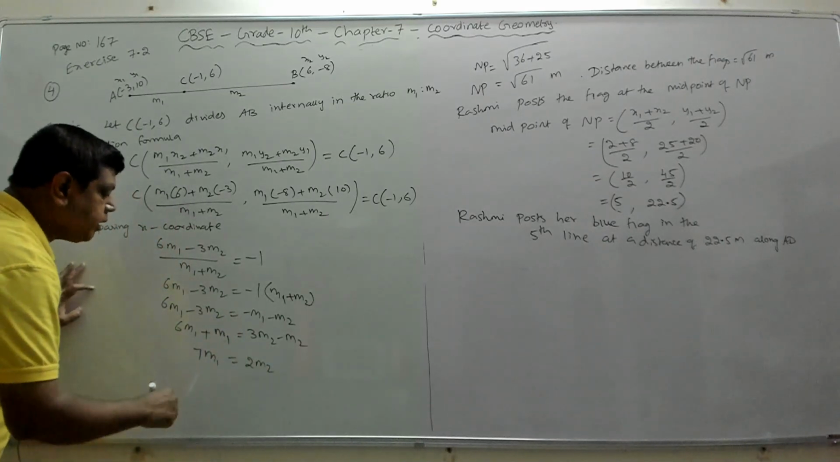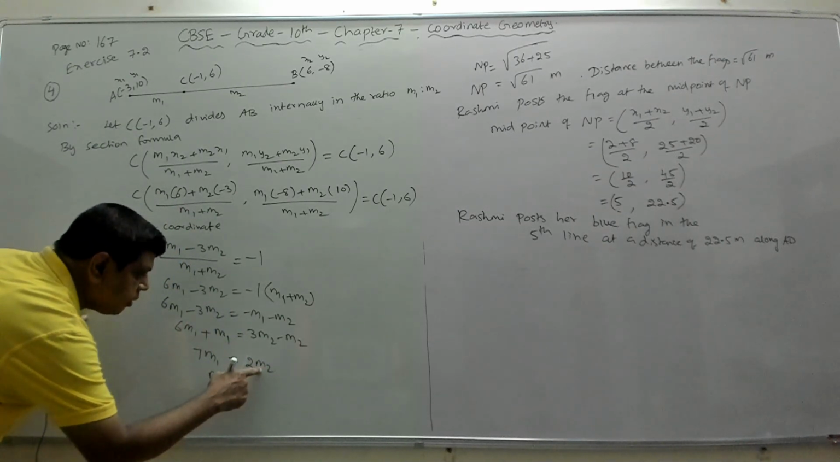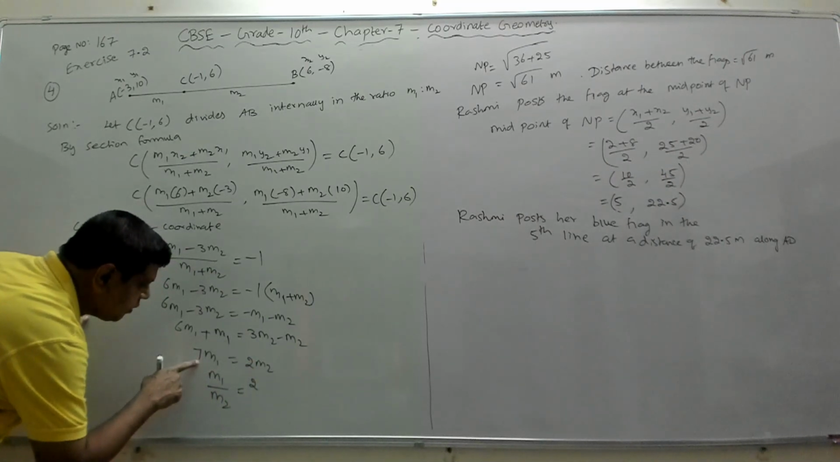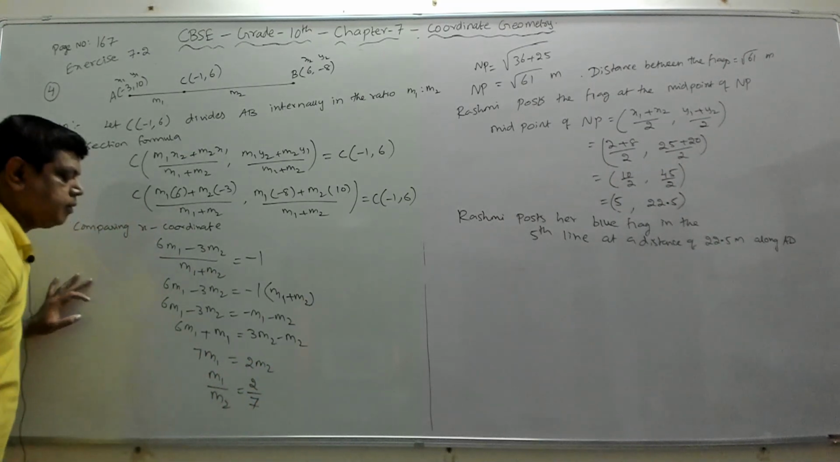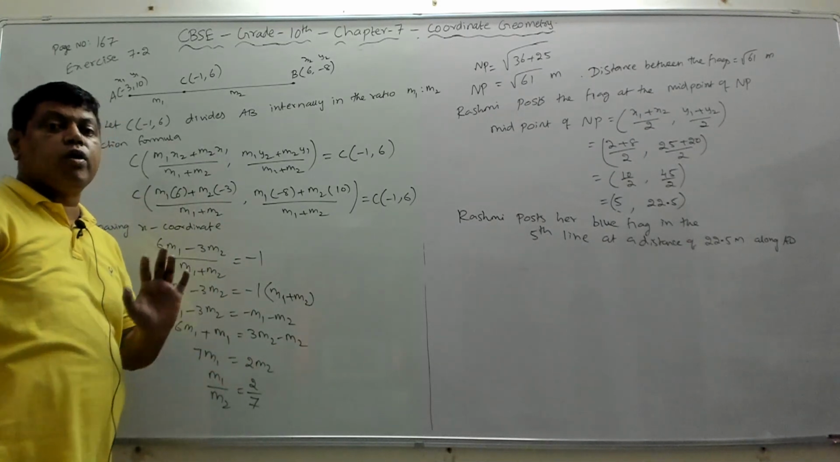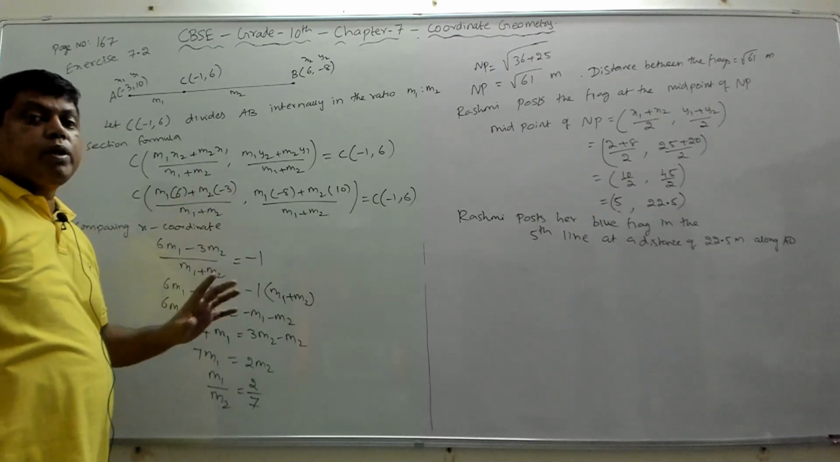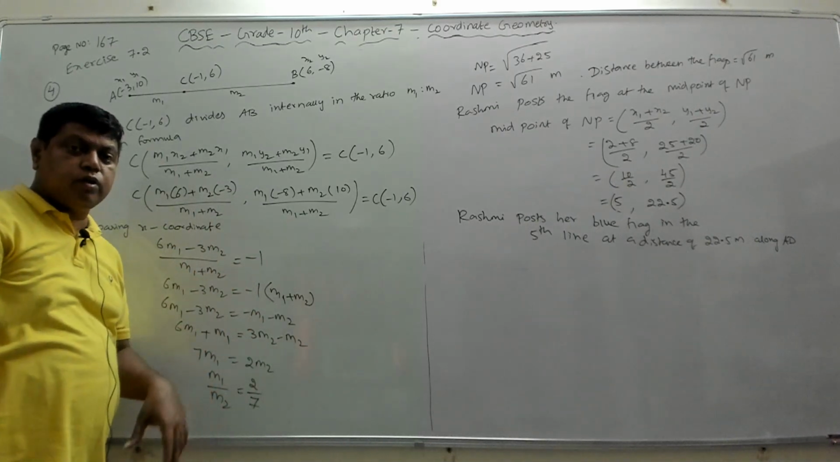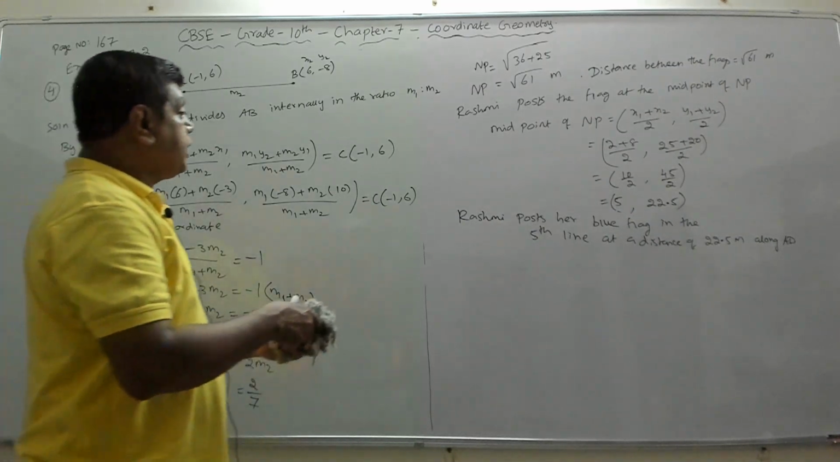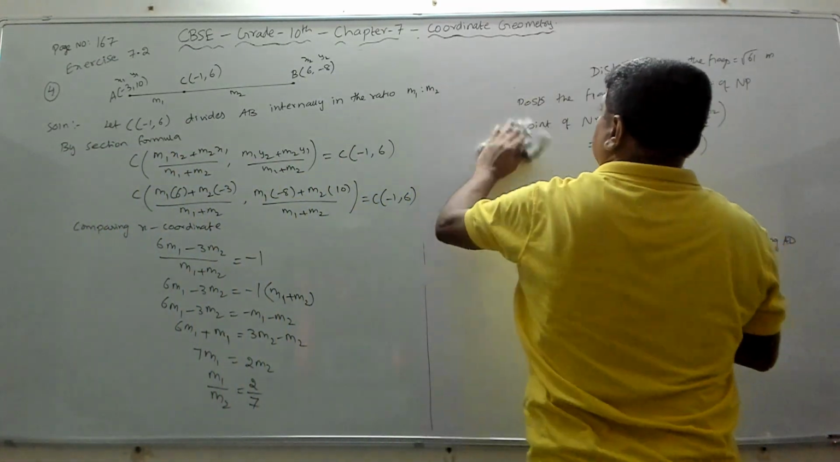Now we have to find m1 by m2. So m2 will come this side and go to the denominator. 2 stays there, 7 goes this side and goes to the denominator. So what is the value of m1 by m2? We cannot find what m1 and m2 are individually, but we can find m1 by m2. The ratio is different than the individual values. So m1 by m2 is 2 by 7. So we can say the ratio is 2:7.